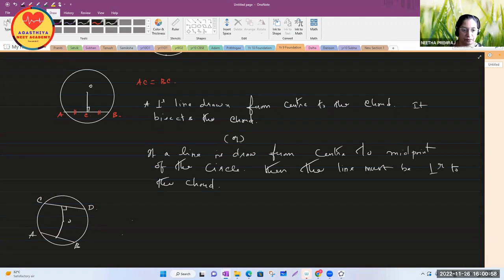It is given AB is equal to CD. AB and CD are two chords. They are equal in length. Then their perpendicular distance from the center is also equal. Okay, that you should know.